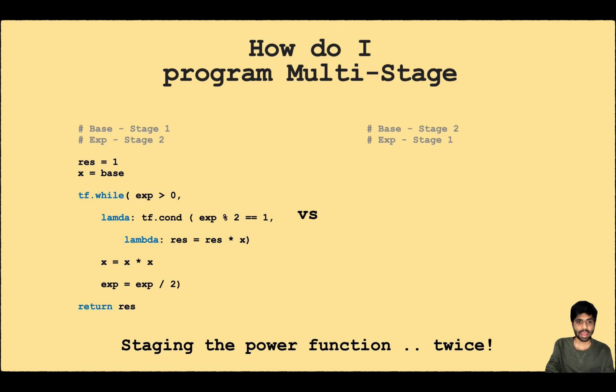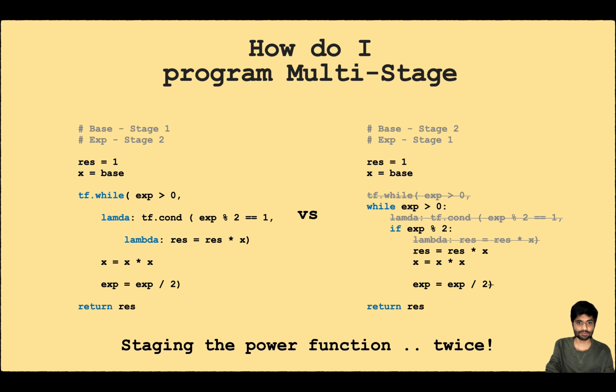On the right, I have a specialization of the same power function where the base is to be evaluated in stage 2 and the exponent is to be evaluated in stage 1. In this case, since the exponent is a normal Python integer, all the code that deals with it needs to be rewritten to change the specialization. This certainly increases the amount of effort and time the developer has to put in.